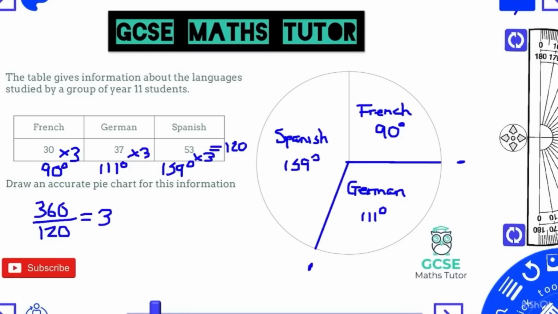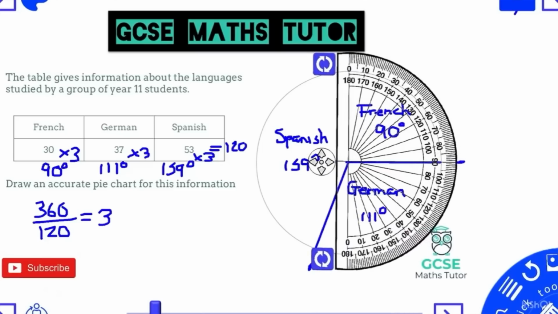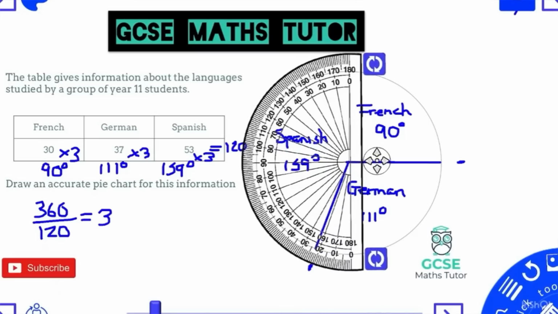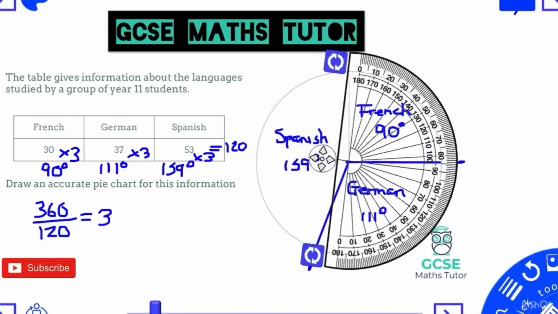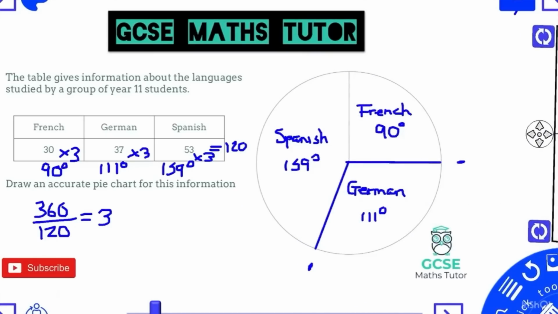A good bit of practice here that you should do is stick your protractor on and just measure that final angle. So I'm going to flip it around the other way, measure to see if that's 159. It might be a little difficult for you to see on the screen, but that comes out as around 159 for me, so I'm happy with that. It's an accurate pie chart. All of the angles match up to what I wanted them to. And there we go, there's your pie chart.